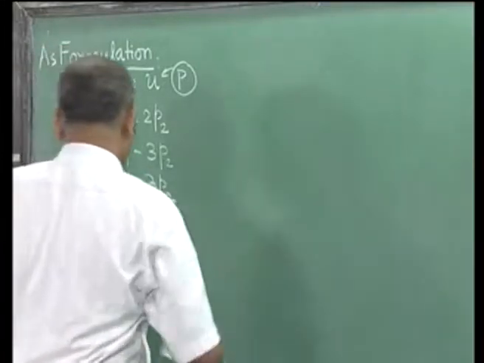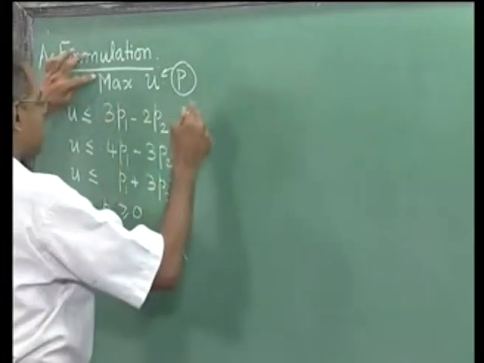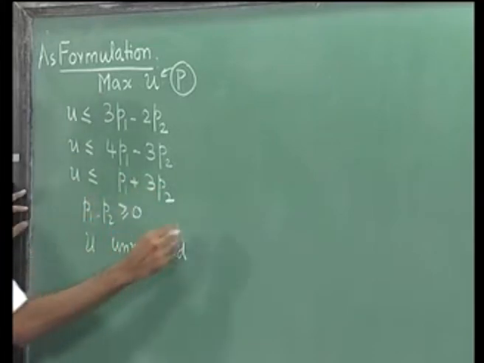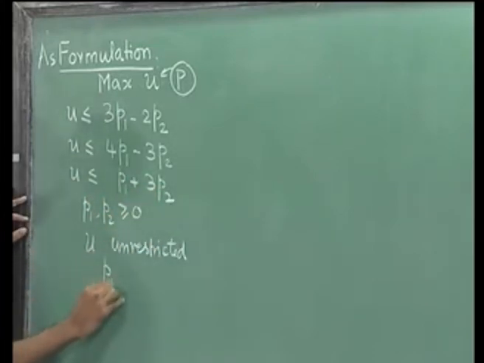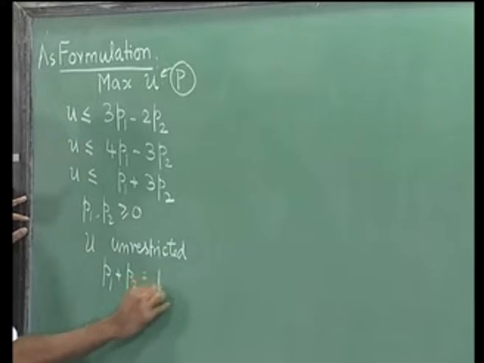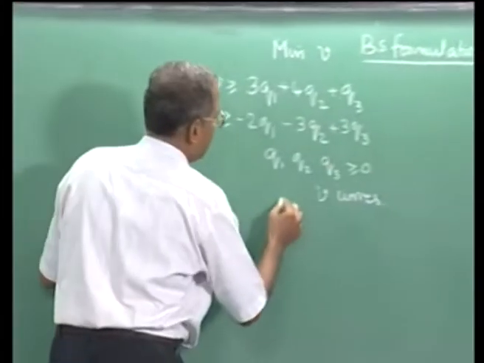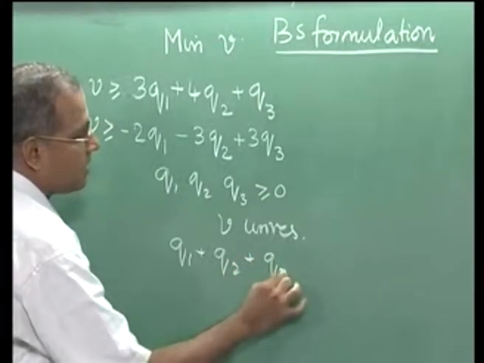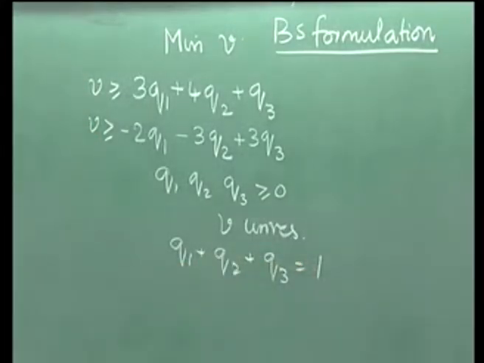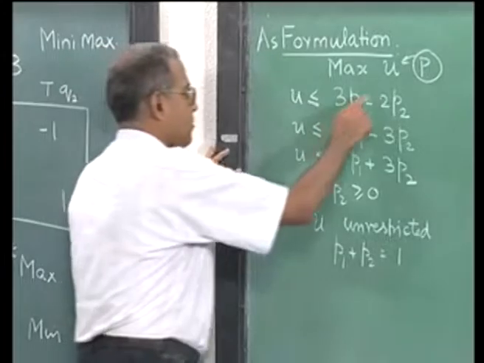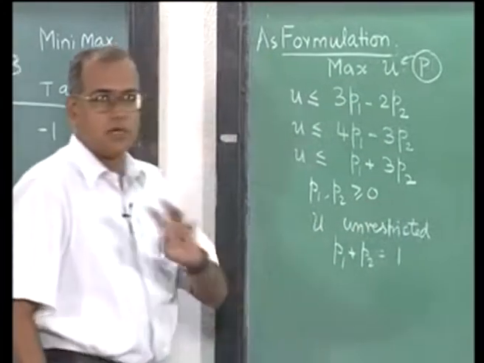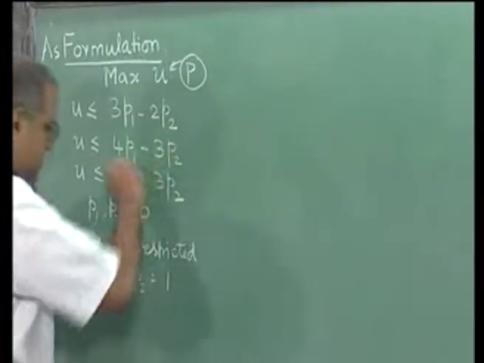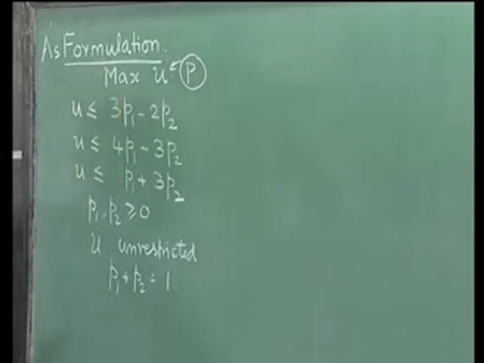So, this primal is rewritten as, okay, we also have to introduce here that P1 and P2 also have a relationship that P1 plus P2 is equal to 1. Similarly, Q1 plus Q2 plus Q3 is equal to 1. So, here the primal has 4 constraints. So, the dual will have 4 variables. First we have to write this in the standard form.